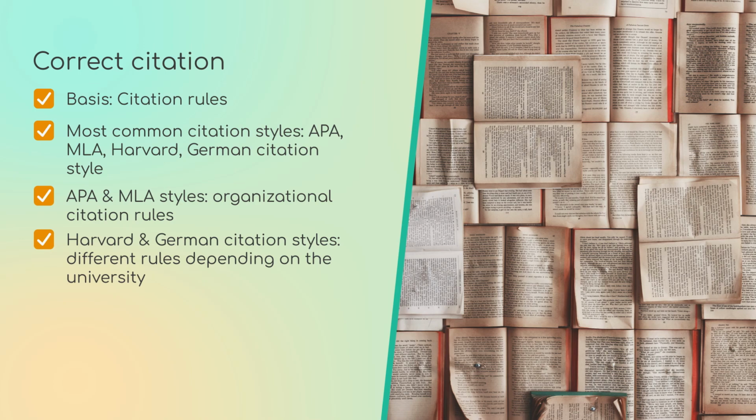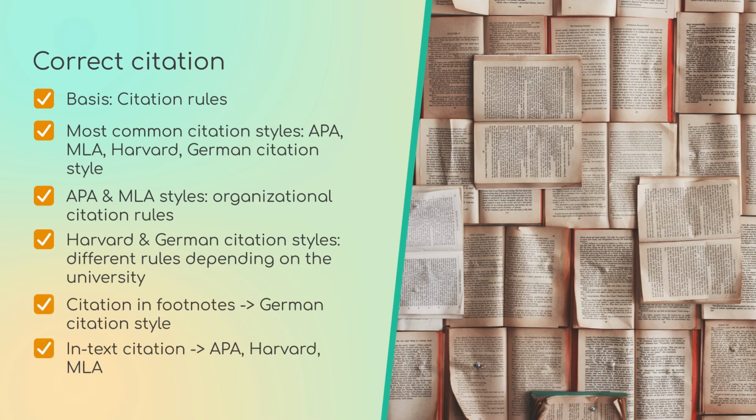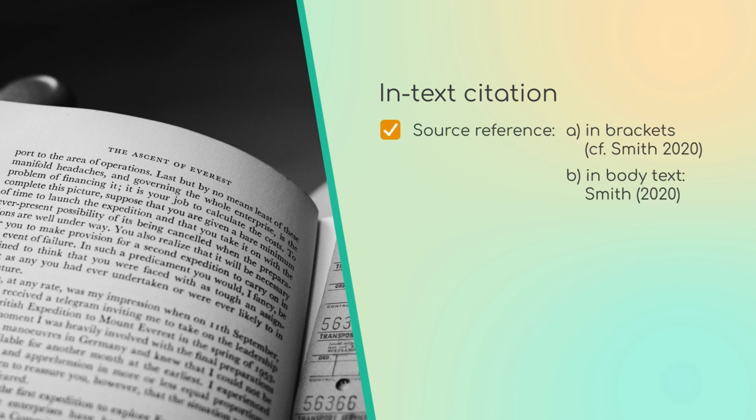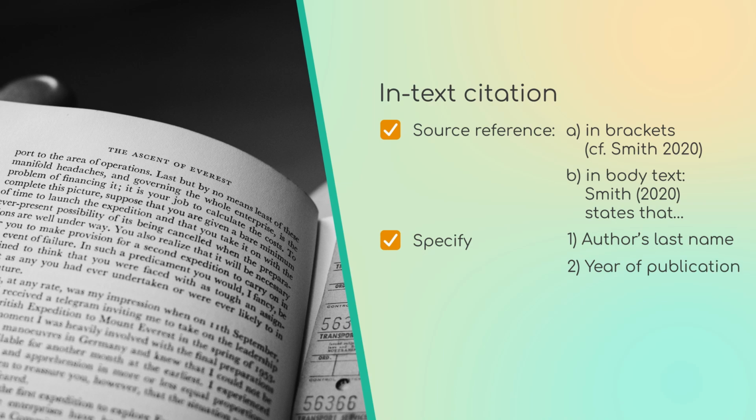Depending on the citation style, you can make your citation in footnotes or directly in the text. The citation in footnotes follows the German citation style. With APA guidelines, Harvard citation style, and MLA style, in-text citation is mandatory. If you cite in the text, the information is given by a reference in brackets or in the body text. There you specify the author, the year of publication, and if necessary the page number or page range.